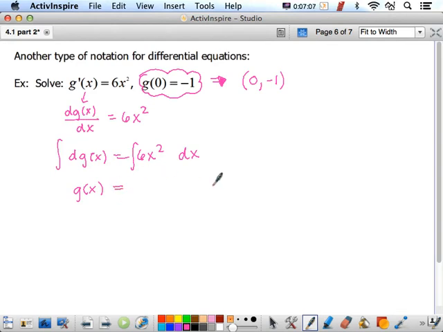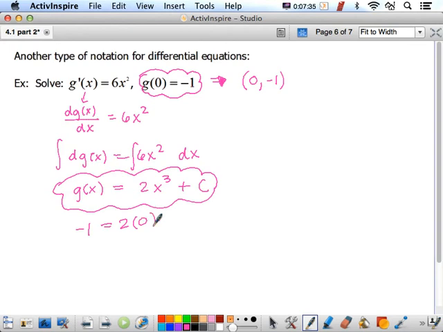So most people do pretty well. They get to this part, and then they just kind of seem to get confused about where to substitute the 0 and the -1. Just remember that the one in the parentheses goes in for x. So the 0 goes in for x, and this is going to be your y or your g of x. So -1 equals 2 times 0 cubed plus the constant of integration. So it really just looks like -1 equals 0 plus c. So our constant is just -1.